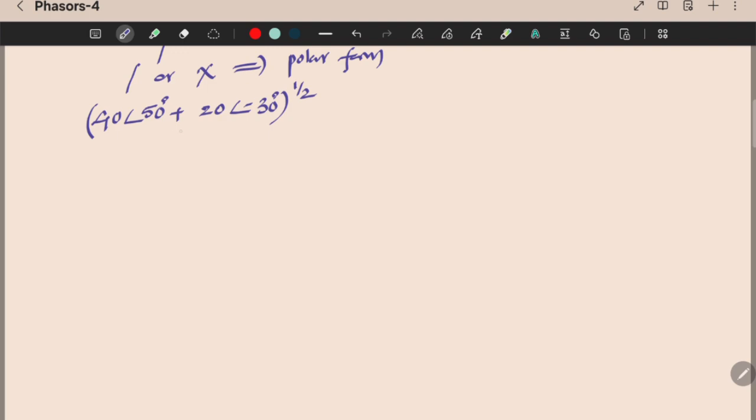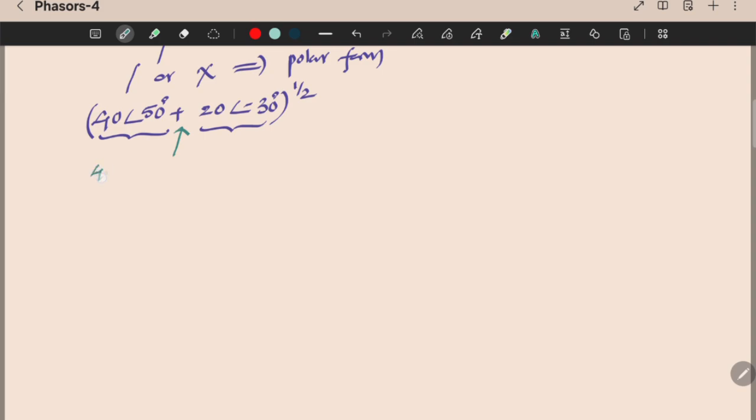Because this part was given in polar, and this part was also given in polar, but which type of operation is there between them? Here addition is there. Addition can be done when the complex numbers are in rectangular form. So it is required to convert 40 at an angle of 50 and 20 at an angle of minus 30 into the rectangular form.